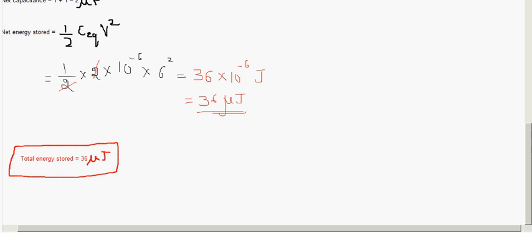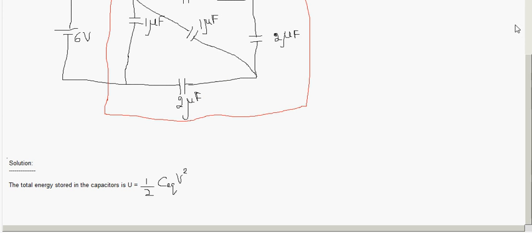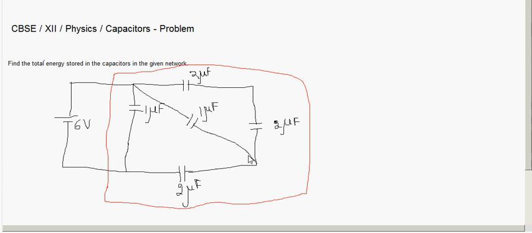So the main thing here is to find out the equivalent capacitance of this network. To find that, we should know whether the capacitors are connected in series or parallel. So we need to carefully look into the network and reduce one by one slowly by checking whether the capacitors are connected in series or in parallel. Then once we find out the net capacitance, we can easily find out the net energy stored in the network.